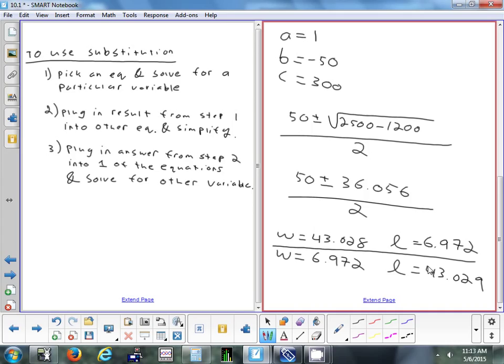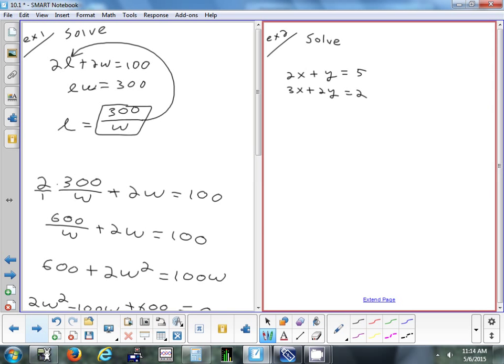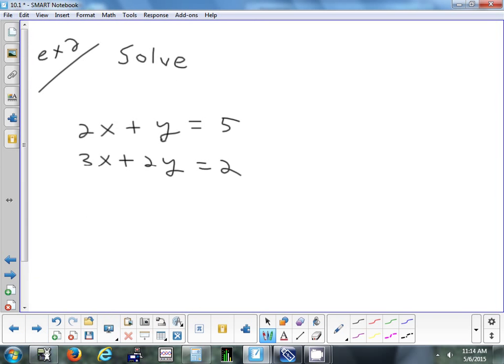Okay, questions on that? So there's your width and your length. So this is a nonlinear system. Okay. Basically just found where a hyperbola crossed a line. You get 2 answers. Okay, this is a linear system.